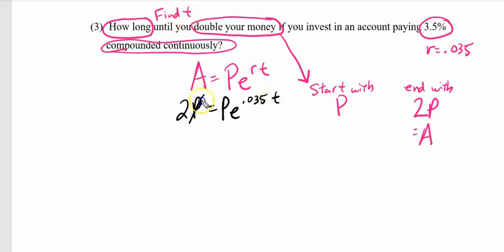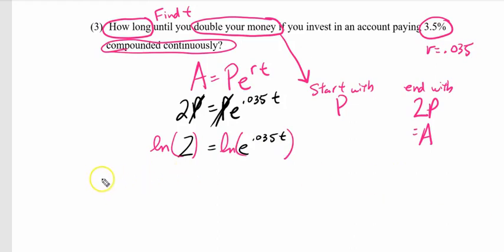And now the P's cancel. Okay, so the P is going to be some non-zero amount. And now I need to solve for T. T is in the exponent. So there's a couple ways you can do this. Our textbook suggests, since the base here is e, let's take natural logarithms of both sides.